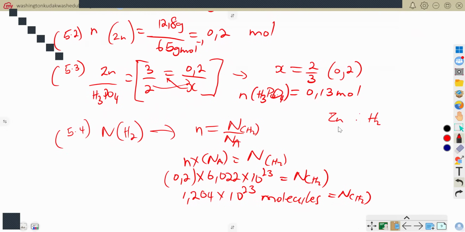So you would see that zinc uses 3 moles to form 3 moles of hydrogen, which is 1 to 1. And we said we have 0.2 moles of zinc, so there will also be 0.2 moles of hydrogen formed. You use 0.2 times the Avogadro's constant to find the number of molecules. Let's go to the next question.